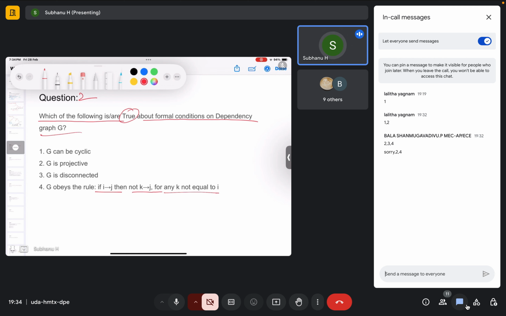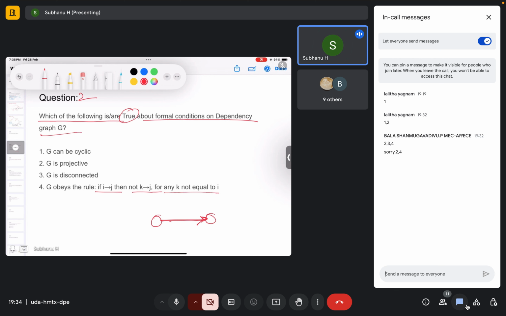So we have got some options. We have got all options basically, 1, 2, 3, 4. Okay, let's see. So what is the dependency graph? A dependency structure can be defined as a directed graph G. So a dependency graph is a directed graph. Directed graph means that the edge should have a direction. The graph is represented by nodes and edges, we all know.